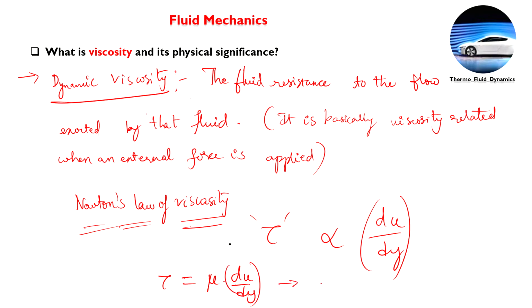So now the unit of dynamic viscosity is tau by du by dy, and tau, which is stress, is force by area, which is Newton per meter square, divided by du by dy, which is meters per second into meter. So basically it is Newton second per meter square.